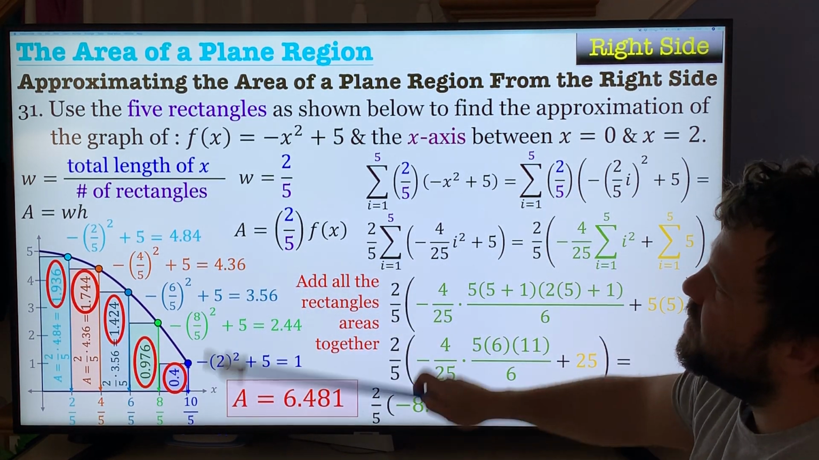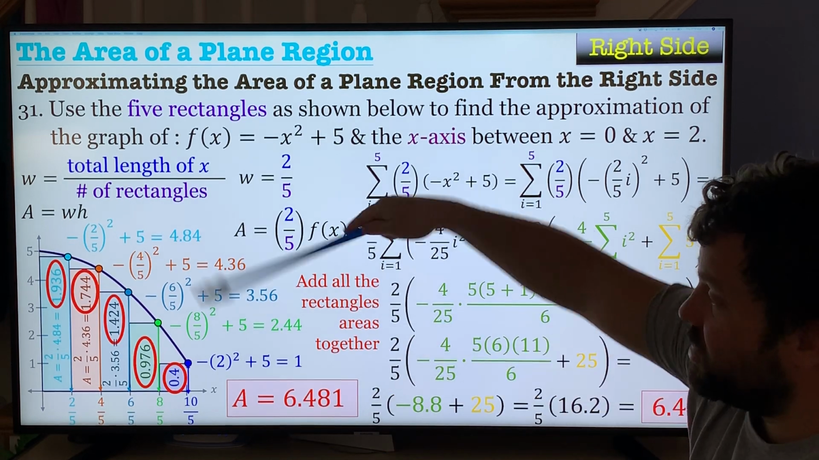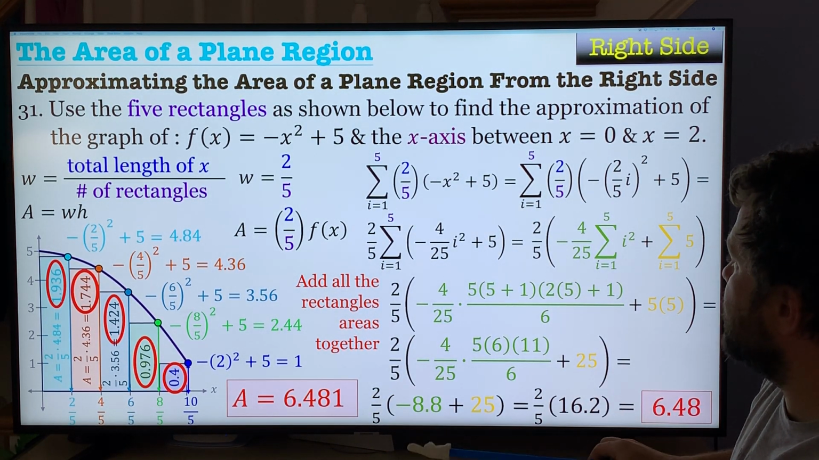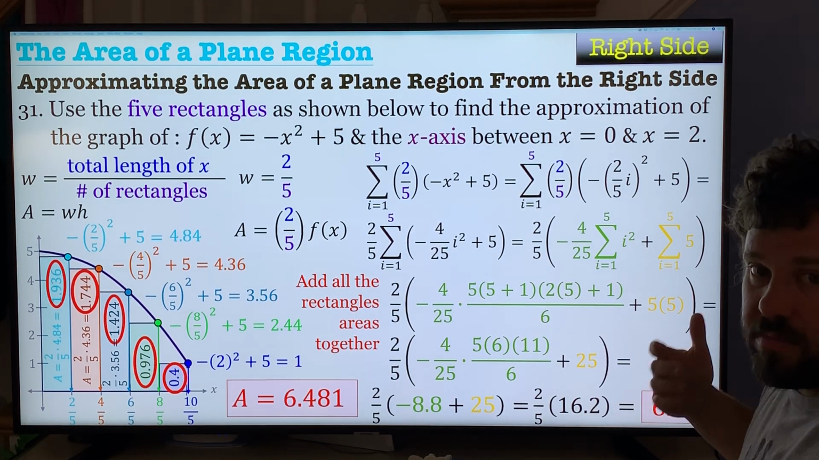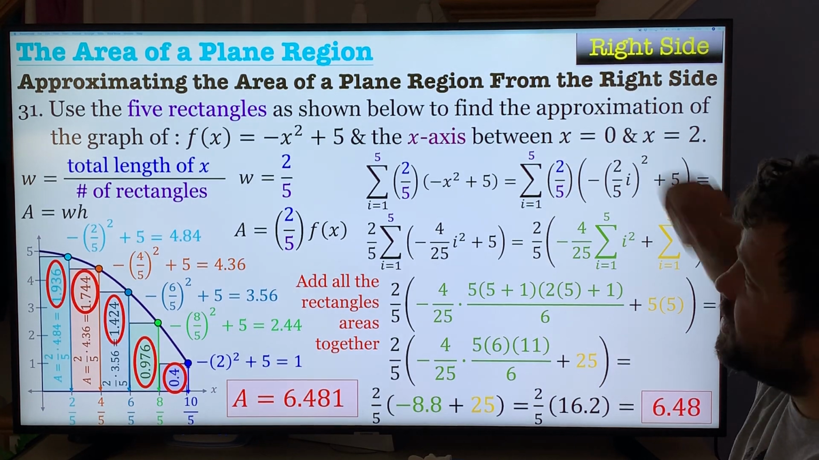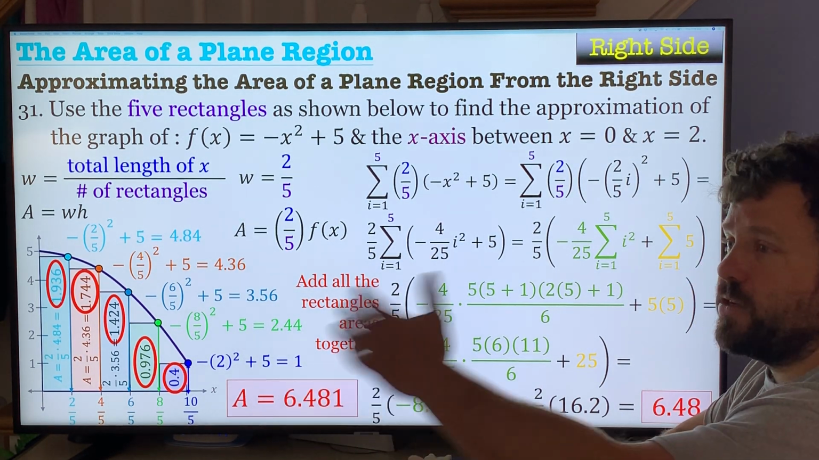See, I cranked this up to 10 rectangles. You want to do this 10 times? Or you can just throw a 10 in here, and then just make this your 10s. All right? So this way is much better, much easier. That's using the right side, so that's the right side of the rectangle.